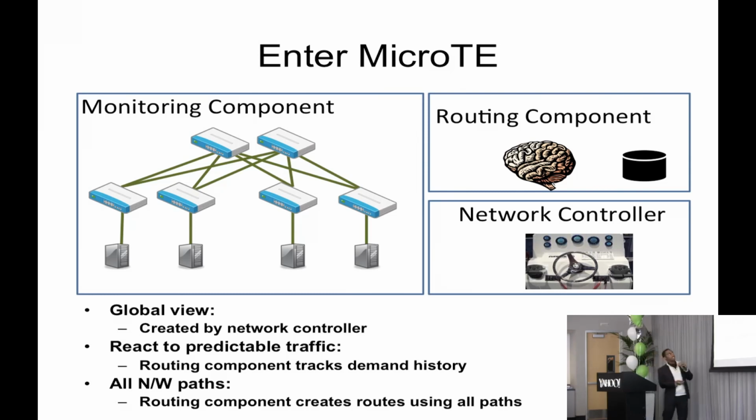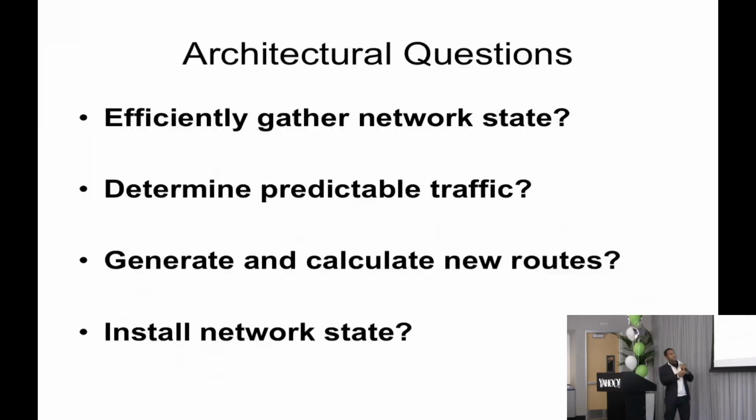I'm not going to go into the details for them, but in terms of questions about the architecture, some interesting questions we had to deal with were: how can I effectively gather network state? I need to gather this information and react within 1 second, so how can I do this effectively? How can I determine predictable traffic? How can I calculate new routes and install them within the network in a very efficient manner? And the last question is how to install them in an efficient manner. In this talk, we'll briefly talk about the middle 2.